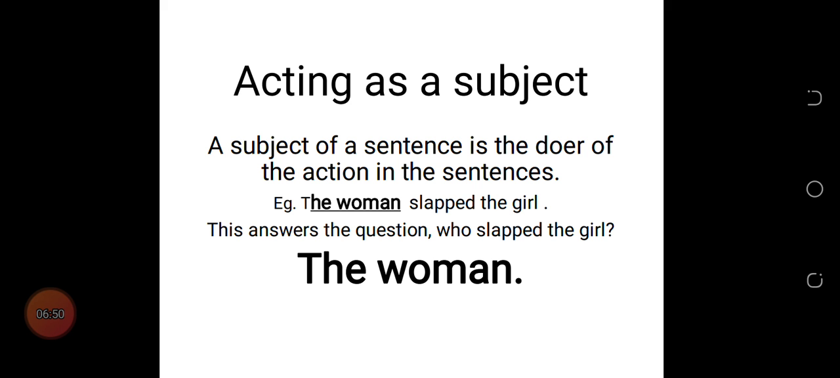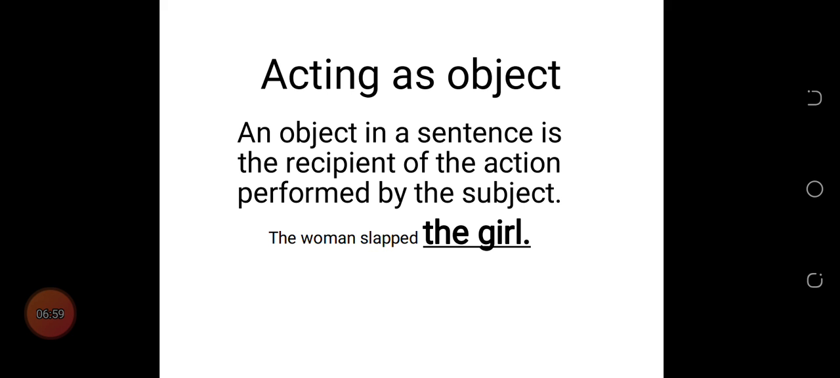So the woman acting as a subject, that is a noun phrase. Okay, let us move to the next one: acting as object. So the object is the recipient of the action performed by the subject. The object of a sentence is the recipient of the action performed by the subject in a sentence.